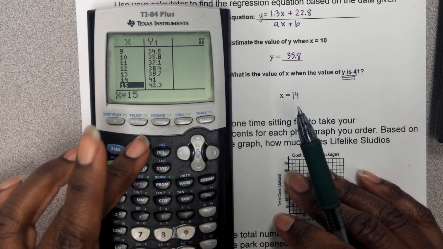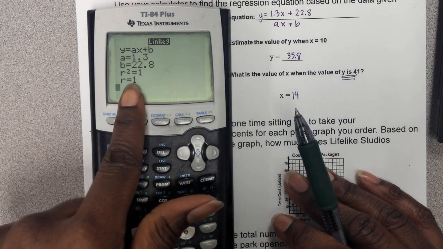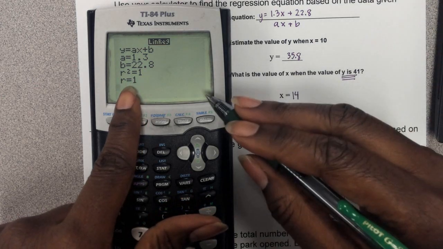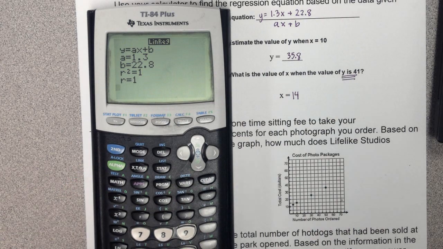And let me just mention, if you go back to the R value, the R is a perfect number 1, which means this is like a perfect, strong, positive correlation, because R equals 1 is the perfect, strong, positive correlation.